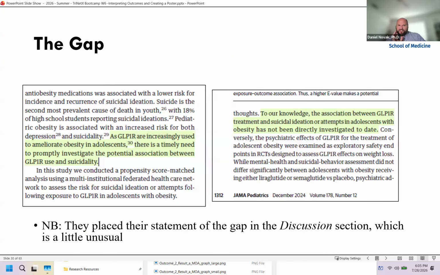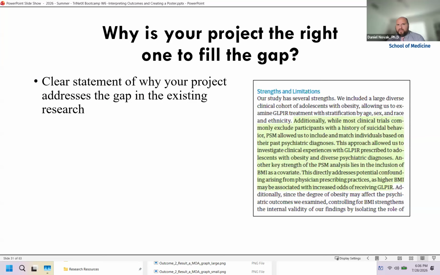In this study, the GLP-1 and adolescent depression, they're very clear. To our knowledge, the association between GLP-1R treatment and suicidal ideation or attempts in adolescence with obesity has not been directly investigated to date. And they place this actually in their discussion section, but you could just as well place this in your opening part to describe that, they hedged it with, to our knowledge. You should really thoroughly be certain that there are no similar studies out there. But that's really the most important thing to assure people of.